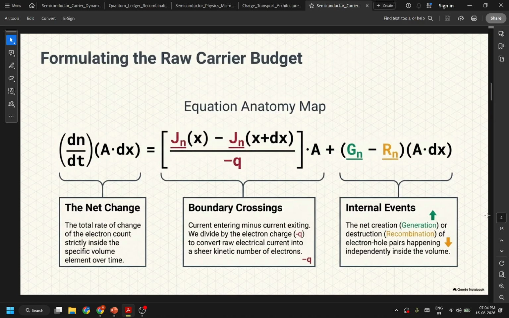Then we can calculate the current, which is [J_n(x) minus J_n(x+dx)] divided by minus q, times A. So that is current entering minus current exiting. We are dividing by the electron charge to convert raw electric current into a number of electrons, and then plus (G_n minus R_n) times A dx, the net creation and destruction of electron-hole pairs happening independently inside the volume.